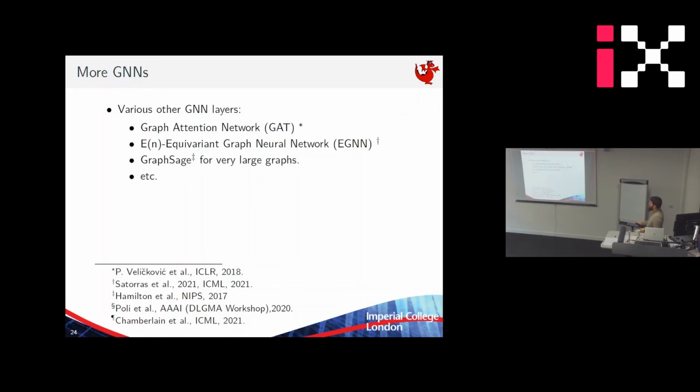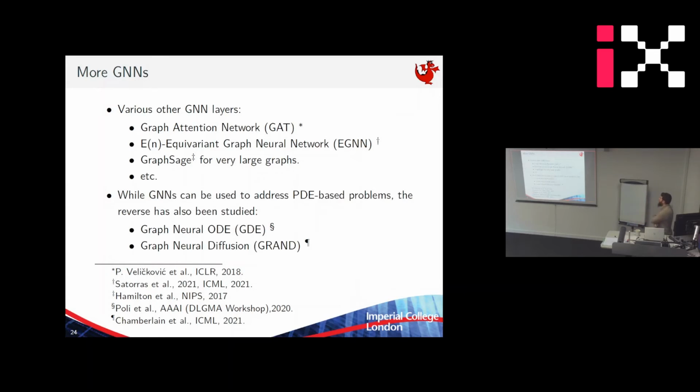GraphSage for very large graphs. I think we're talking about billions of nodes. Where basically what they do is instead of taking into account all the neighborhood, which would be expensive, you sample the neighborhood, and that's how you update, based on that. So a lot of other architectures that can be the subject of a poster, like how those architectures have been applied to scientific problems.